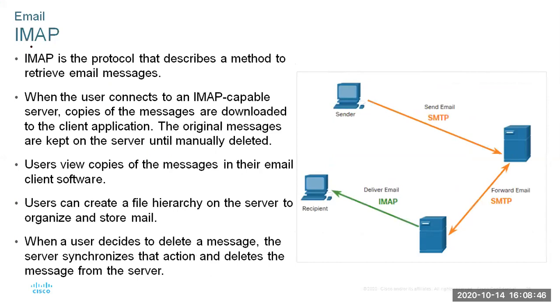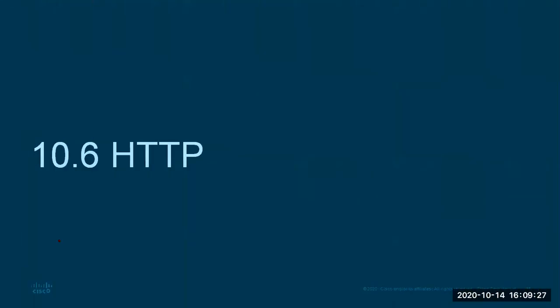Then we have IMAP. It's also another protocol described to retrieve messages. But the question is, what then is the difference between IMAP and POP? It says when the user connects to an IMAP capable server, copies of the messages are downloaded. Take note of the word copies. But for POP, it downloads the entire mail. The original messages are kept on the server until manually deleted. But with POP, whatever action you do also affects the server.